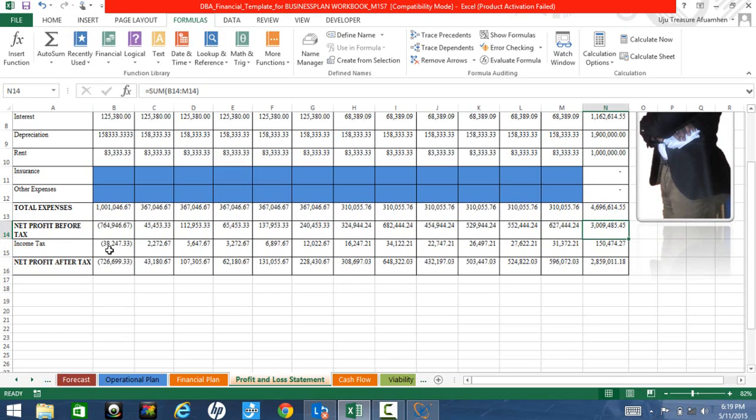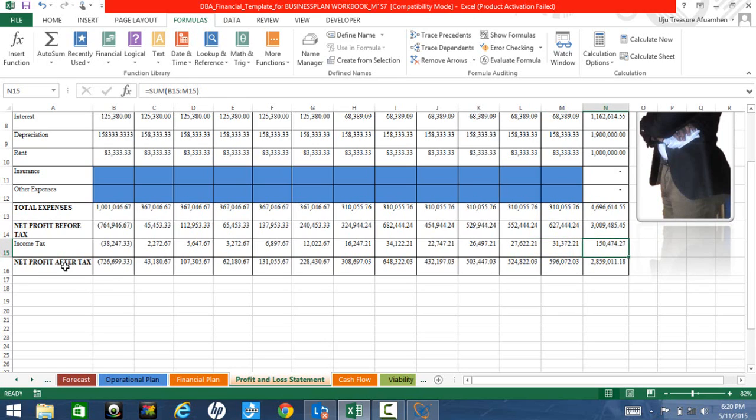Then the next thing is we come straight to the income tax. Now, if the tax is 5% of the net profit, this is B14, this is B15. So to determine the income tax, let's say you're doing 5%, so it becomes 5% of this. That's why you have this B14 multiplied by 5%. So that is how we arrived at this. The same thing applies to the last. And when you do the summation, you get this.